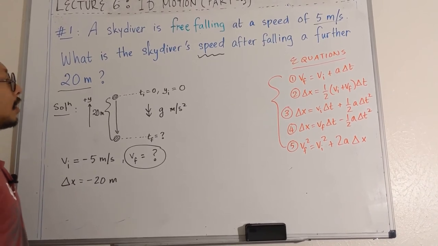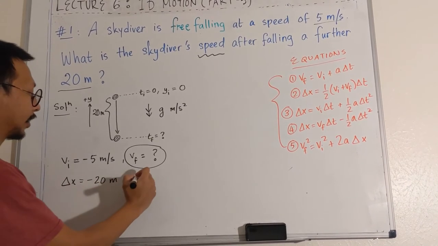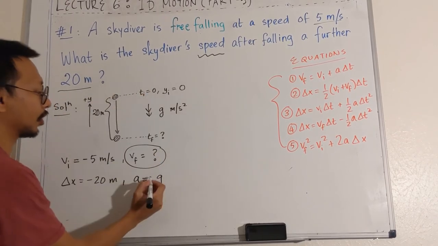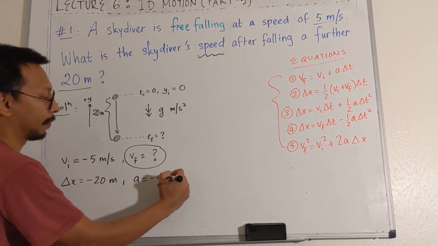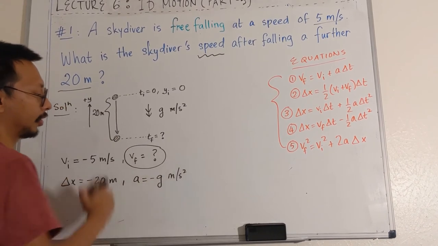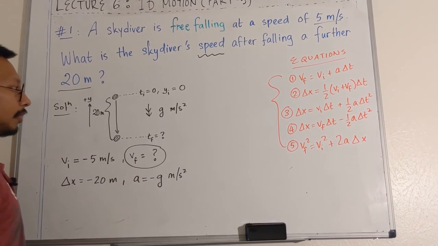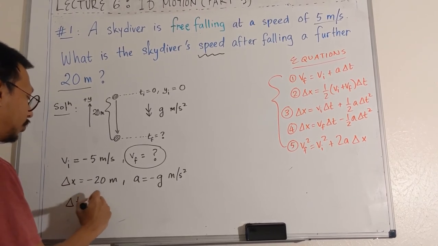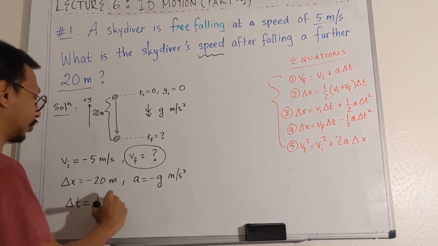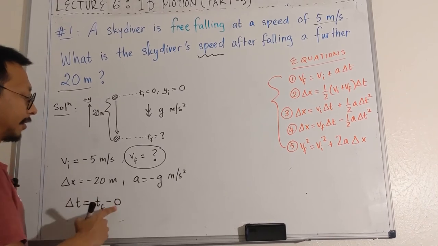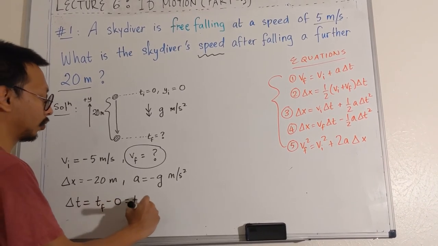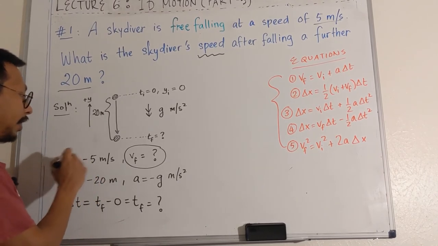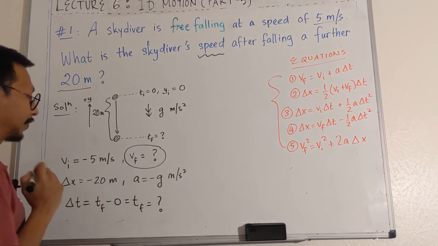We also know that acceleration due to gravity is g downwards, which means a negative sign: negative g meters per second squared. We also don't know delta t because we don't know tf. Ti is 0, so we don't know what tf is. So we have vi, we want to find vf, we have delta x, we have a.